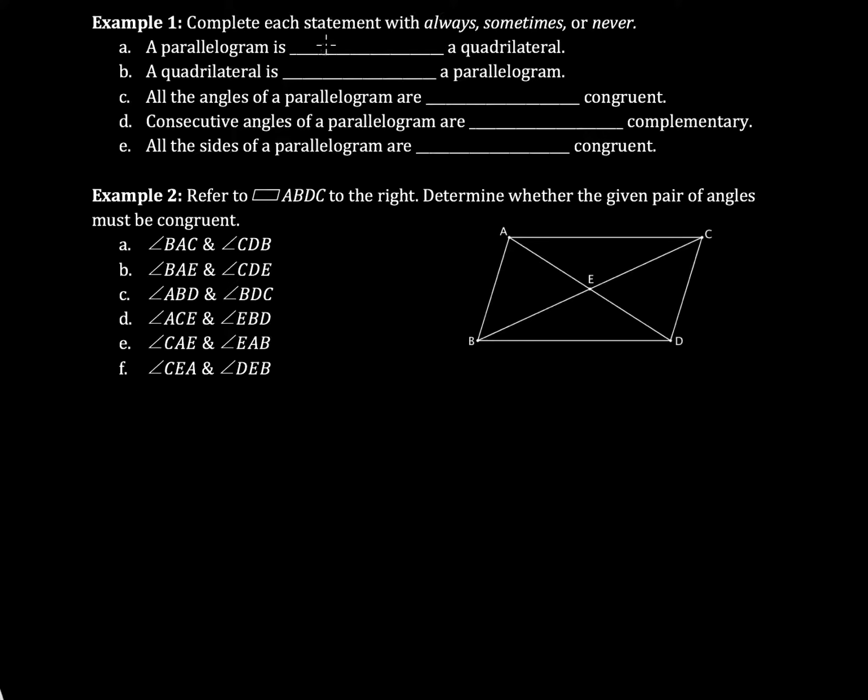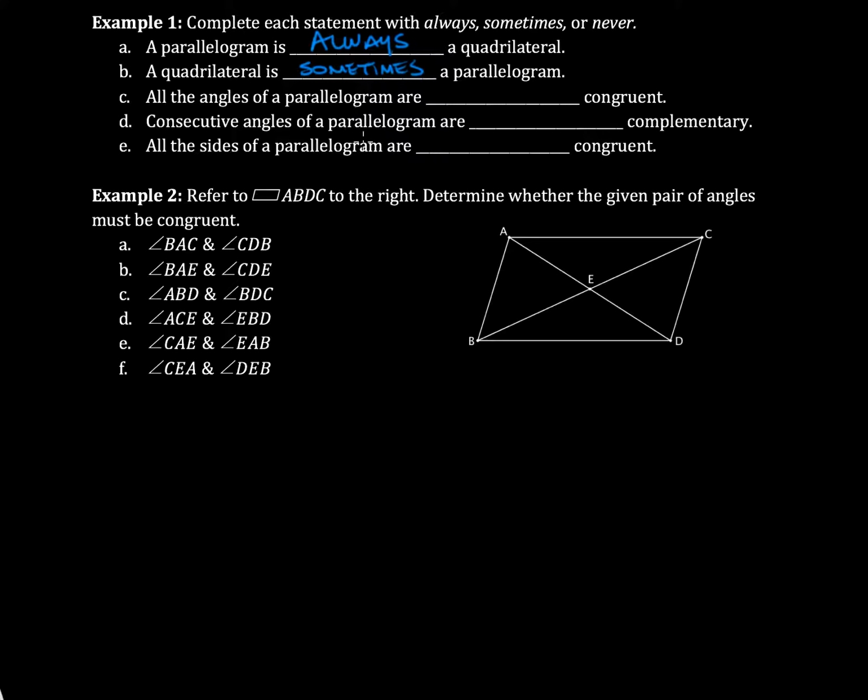A parallelogram is always a quadrilateral, right? That is part of the definition of a parallelogram. It is a quadrilateral where both pairs of opposite sides are parallel. So it's always a quadrilateral. But a quadrilateral is not always a parallelogram, right? Some quadrilaterals are parallelograms, but some are not. Some are four-sided shapes where the opposite sides are not parallel. So we have to say sometimes here.